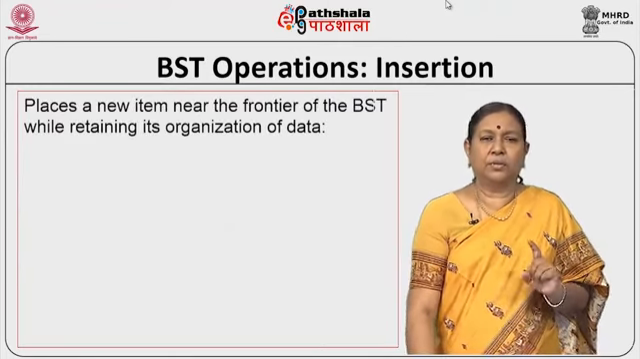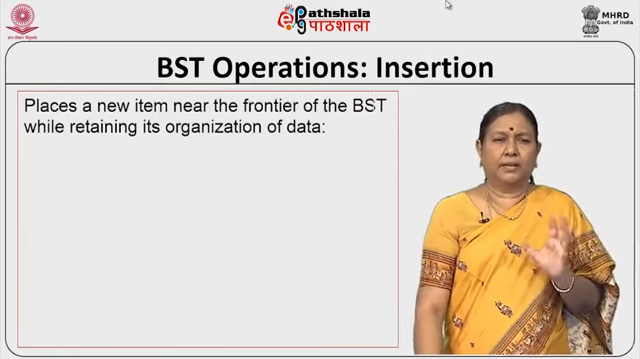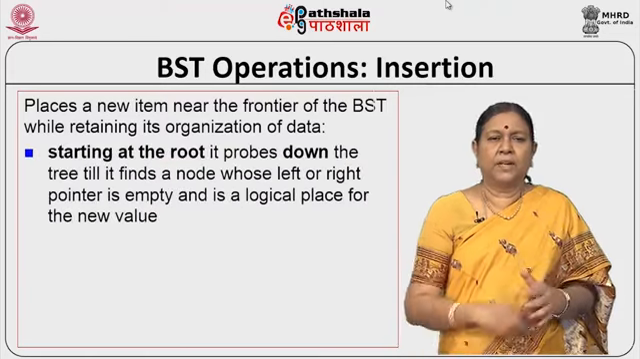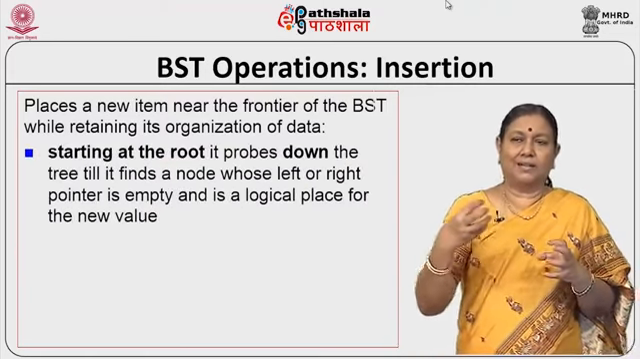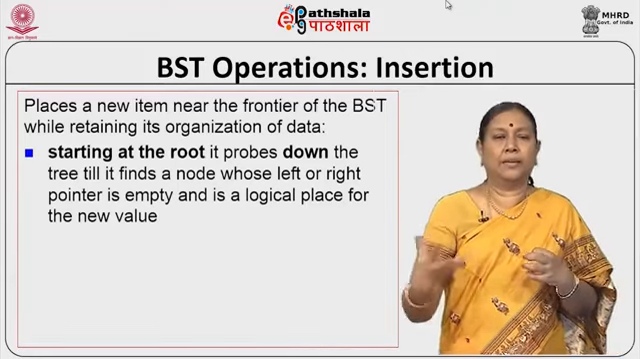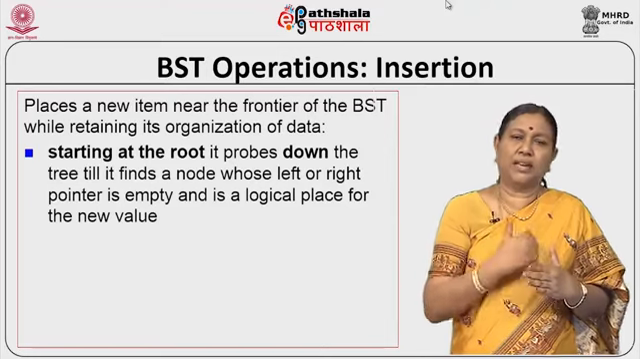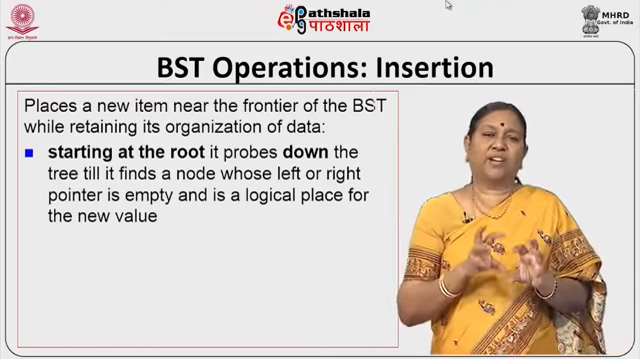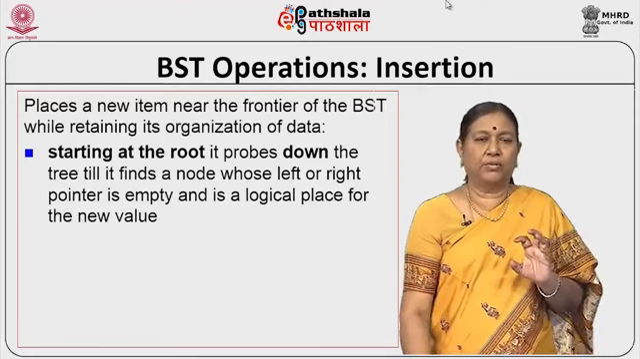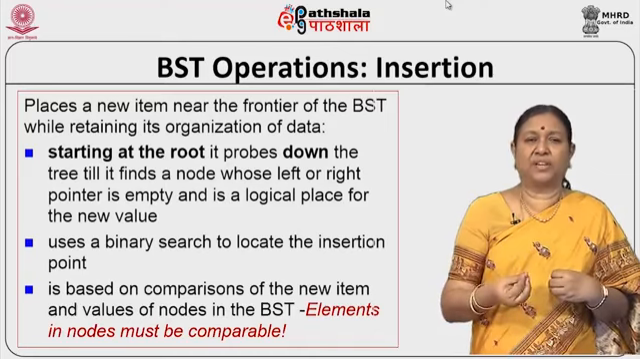So, place a new item near the frontier of the binary search tree while you are retaining the organization of the tree. So, what you are actually doing is you are trying to find a frontier, that is a dead end where you can add the element. So, starting at the root, it probes down the tree till you find a node whose left or right child is empty, and it is a logical place for adding the new value. So, that is what you try to do, and it uses a binary search to locate the insertion point.